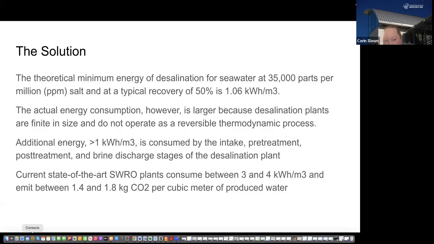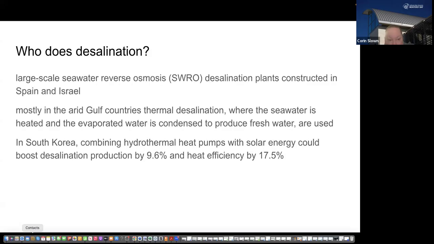So additional energy, greater than 1 kilowatt per meter cubed, is consumed by the intake, the pretreatment, the post-treatment, and the brine discharge. So most of the desalination plants consume somewhere between 3 and 4 kilowatt per meter cubed, and they emit 1.4 to 1.8 kilograms carbon dioxide per cubic meter of water that's produced. So you can start to think about the amount of carbon dioxide that's generated when you're using a desalination plant.